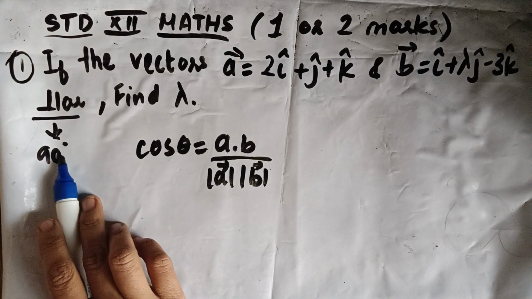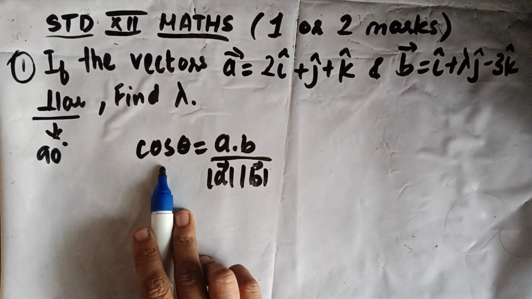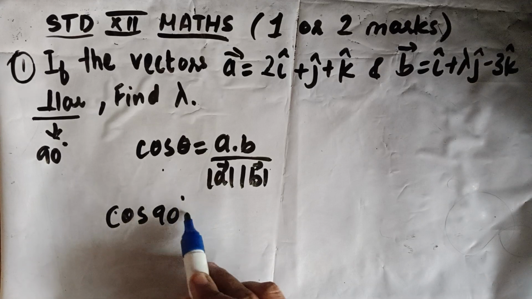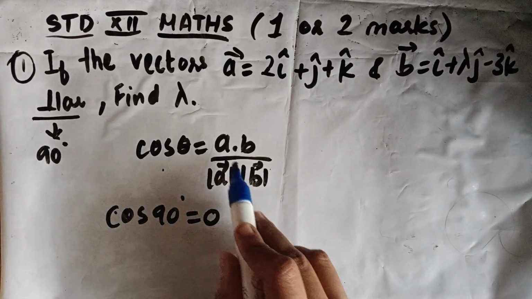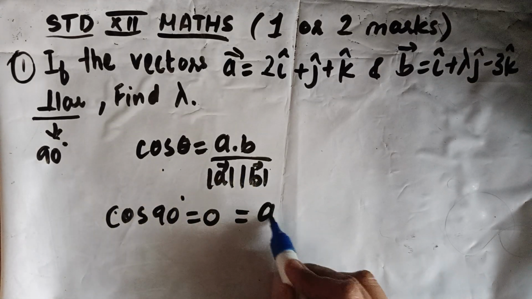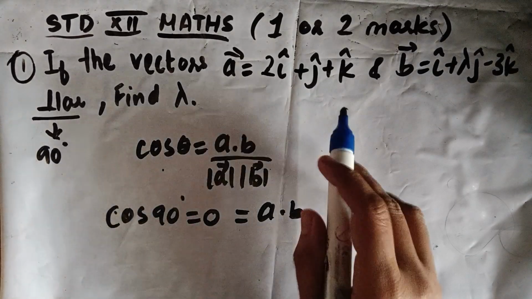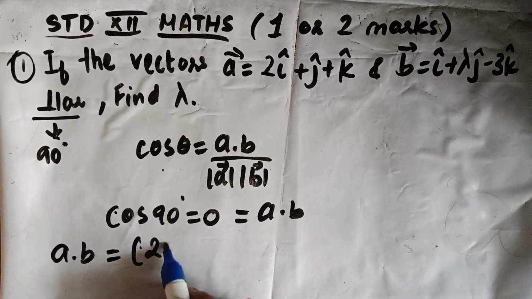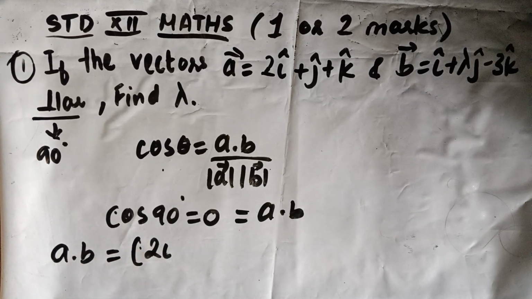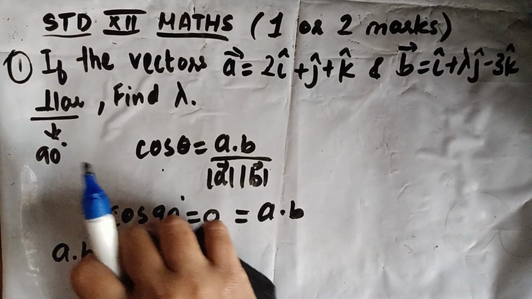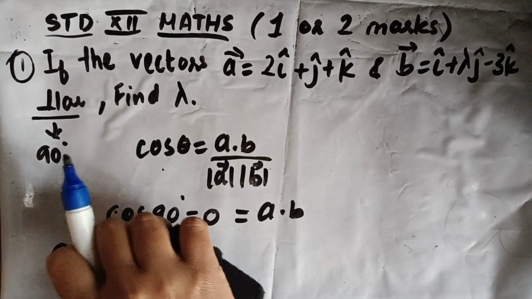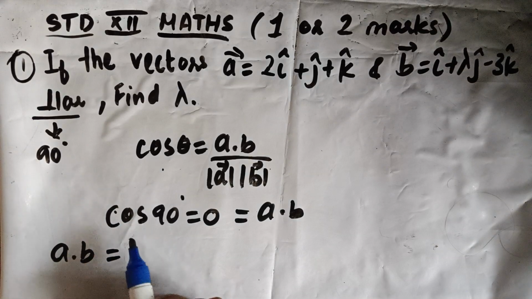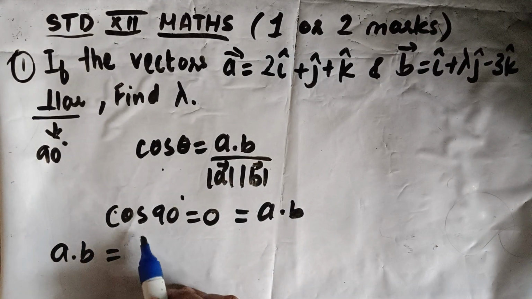So here perpendicular is given. So cos 90 is 0. Okay, so our dot product is 0, A dot B. Okay, so we have to find A dot B. I'll directly write. Don't have to write all these things. If it is MCQ, you can directly take the dot product and equate it to 0.